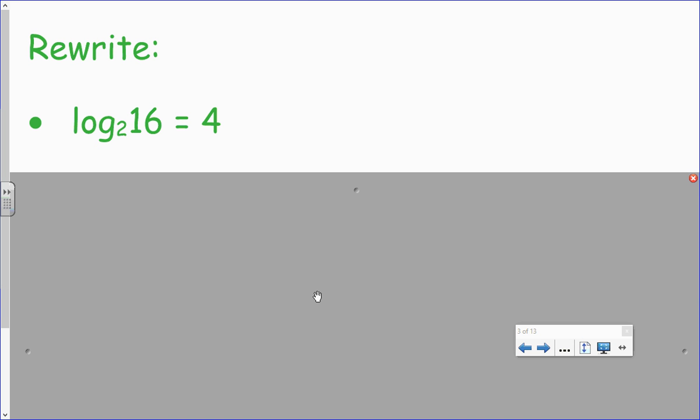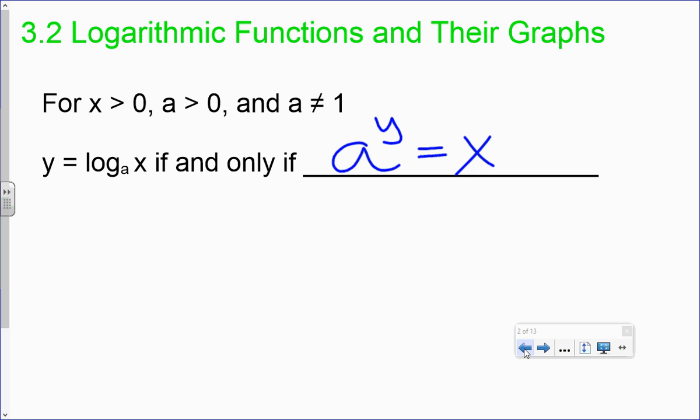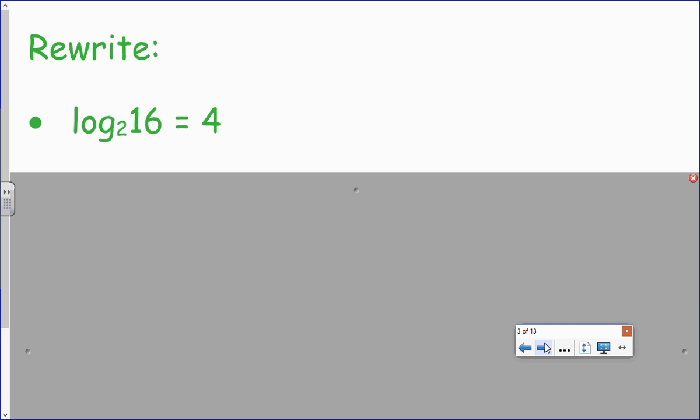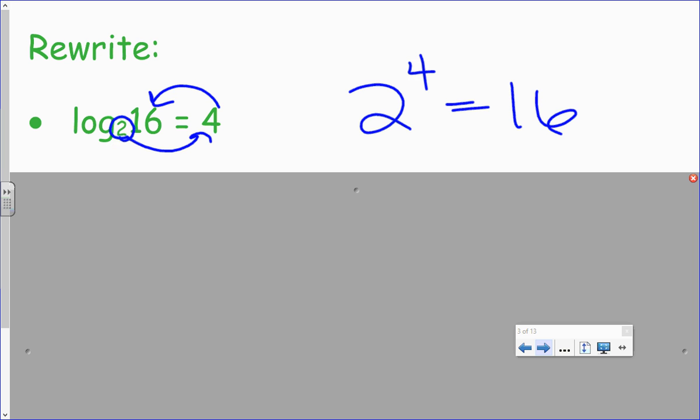Log base 2 of 16 equals 4. We didn't even say log a of x if and only if. Okay, log base 2 of 16. If we are going to rewrite this, what is the base? 2. And then we circle around to the 4, which is the exponent, equals 16.